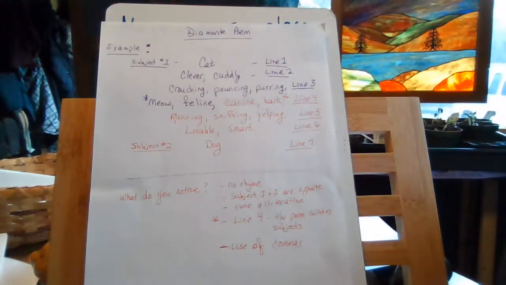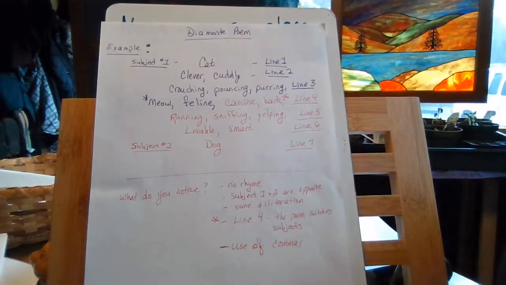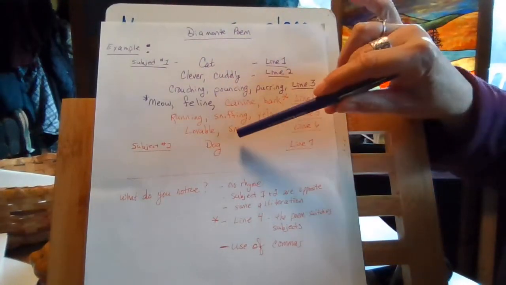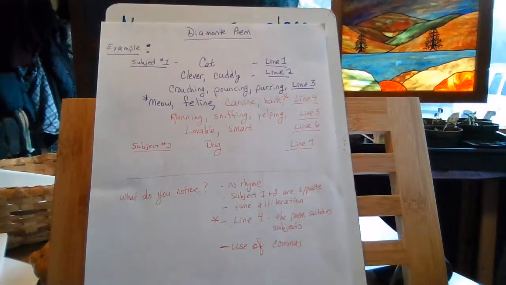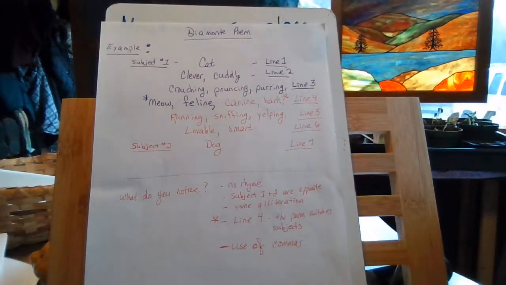So, what do you notice? Again, no rhyme in this poem. You have a subject one and a subject two, and they're kind of opposite. So you go from cat to dog. We're going to see one in a little while that's a little bit different than that. So you think opposites, or you think of something going from one stage to another. Caterpillar to butterfly. That works nicely with these poems.